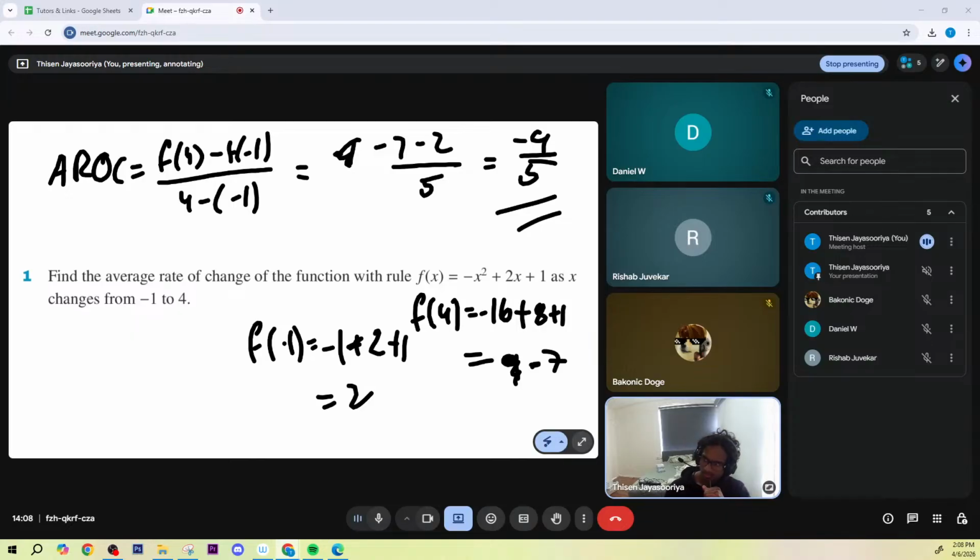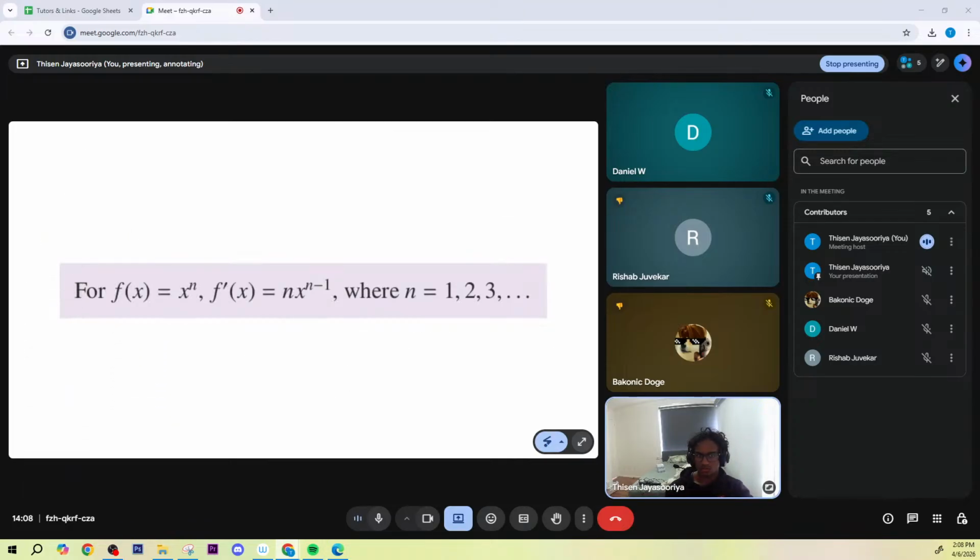Any questions about that one? Right now it's nothing too crazy. Now we're going into the actual differentiating aspect. All of you should definitely know the power rule, right? I'm simply showing you this for completeness' sake.